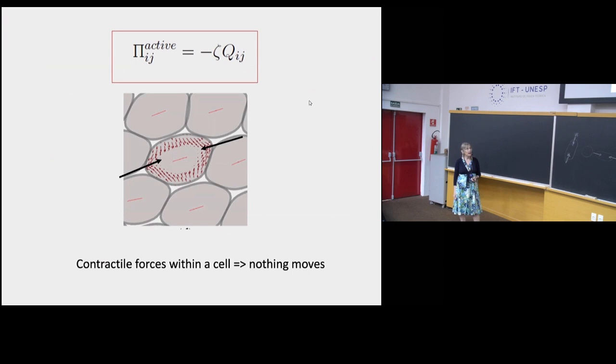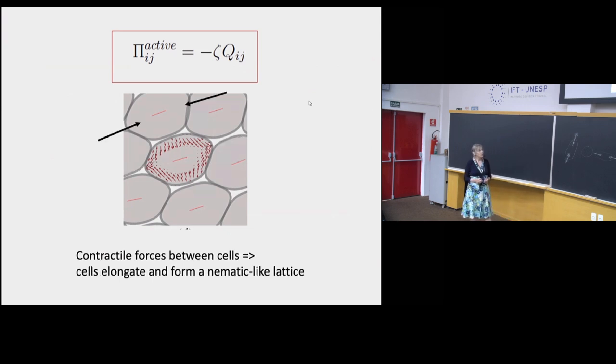We then tried to look at interactions between cells. So what's happening is, again, you get dipolar interactions, but now it's across this boundary, so the cells are pushing each other. And what you find is that if you have contractile forces between cells, the cells elongate. That's because essentially the surrounding cells push on the central cell, and they push it in a way shown by these arrows, and the cell actually elongates. And what happens is that, therefore, you get nematics, and these things form a nematic-like lattice.